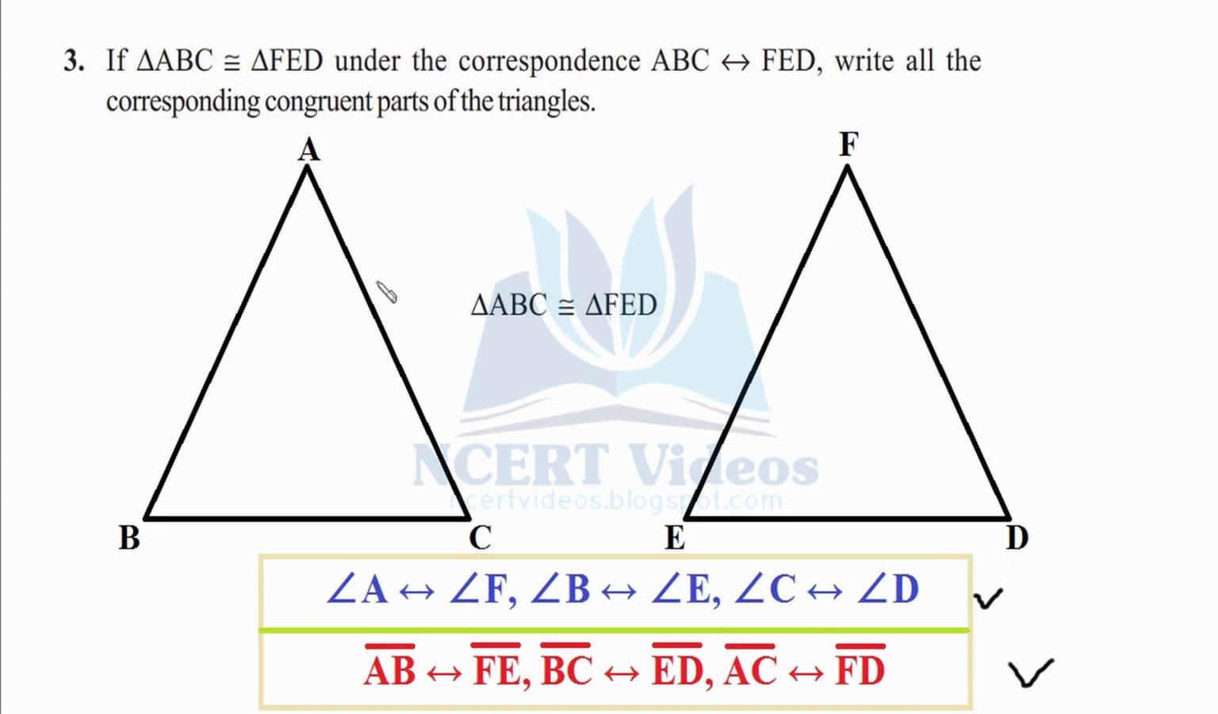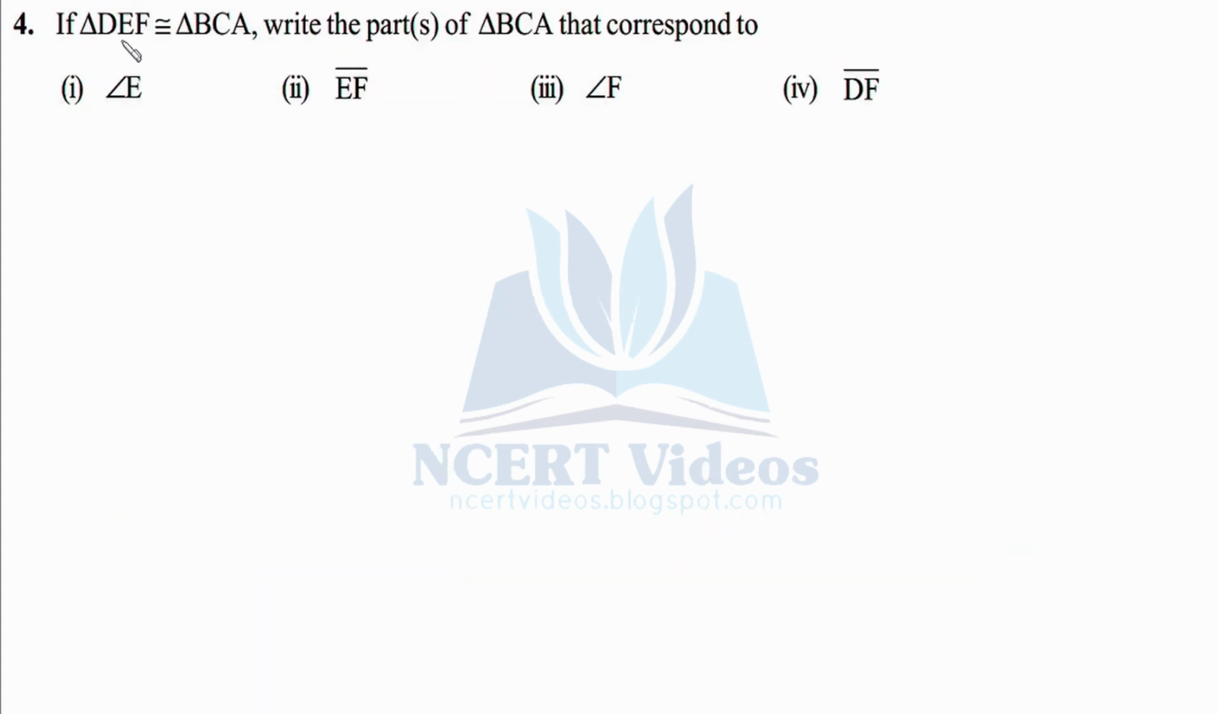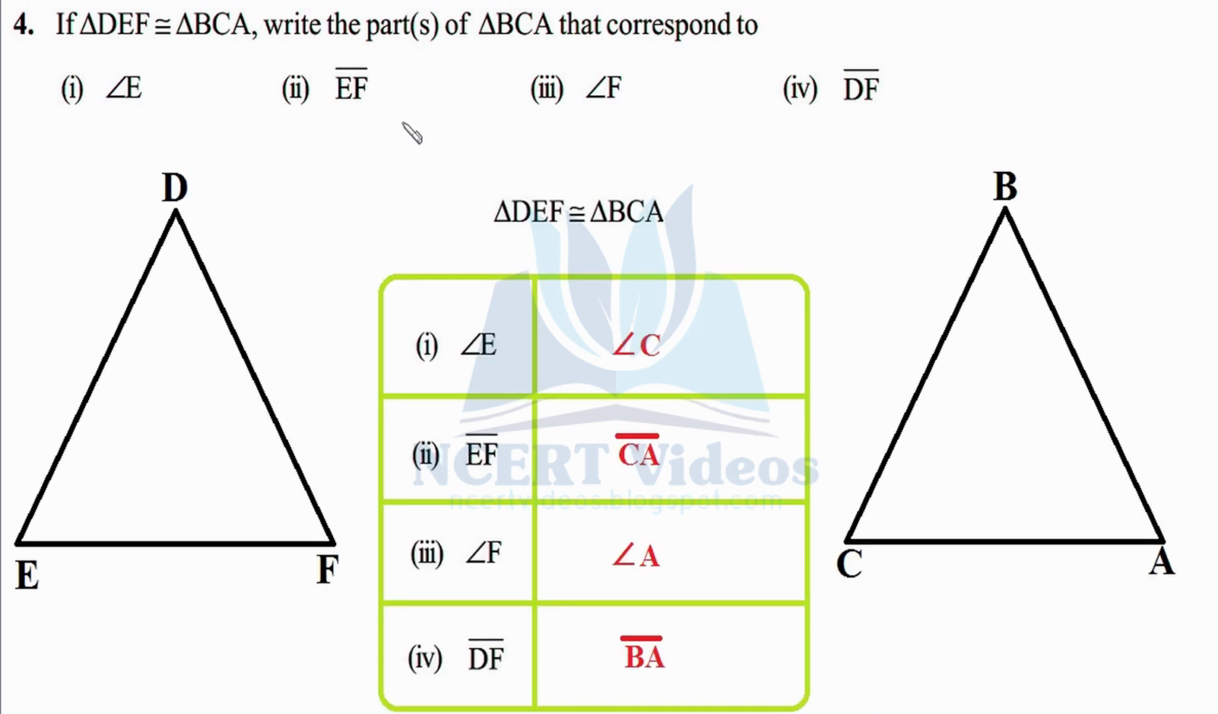So in congruency of triangles, this plays a vital role: what is the correspondence relationship given to you. You have to name the sides and angles according to that correspondence relationship. So that is your third. Question 4. If triangle DEF is congruent to triangle BCA, write the parts of triangle BCA that correspond to the following. This question is very similar to the previous one.